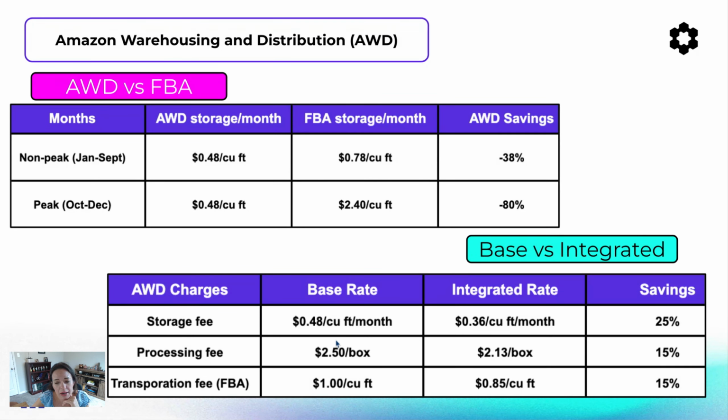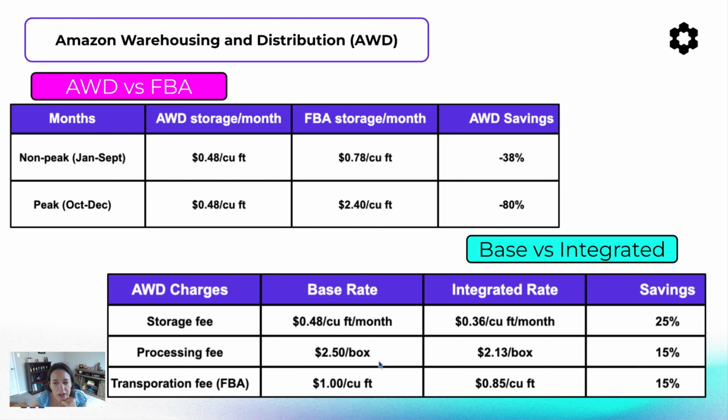And then there's something called base versus integrated. Amazon charges a per box fee. So they have storage fees, then they have processing fee, which is every single box that you send is going to be charged a fee. And then they have transportation fee, which is a per cubic foot.